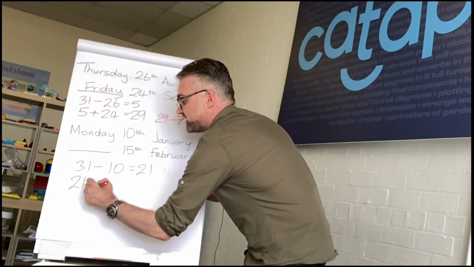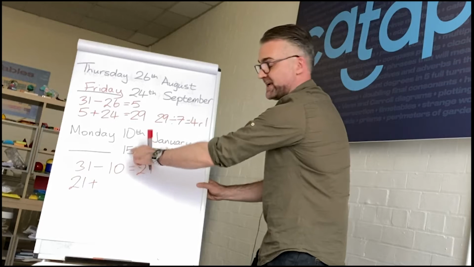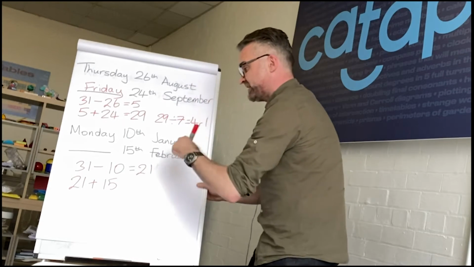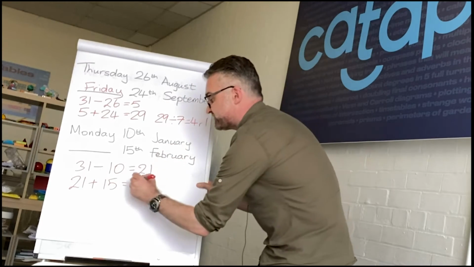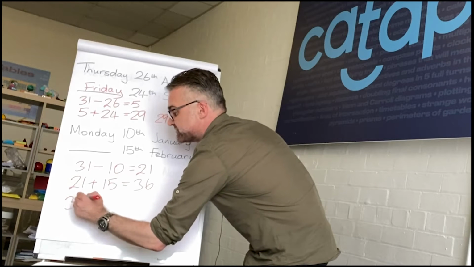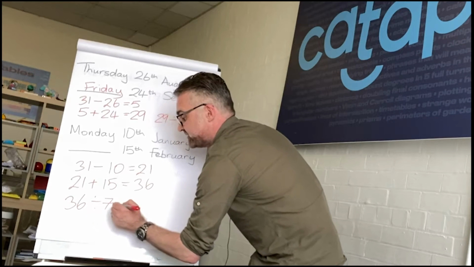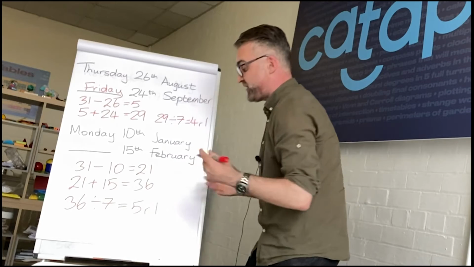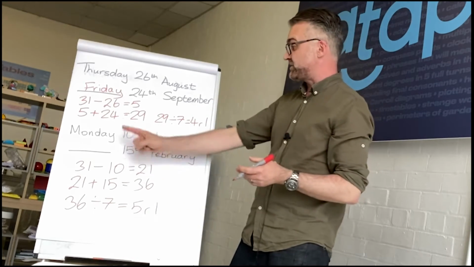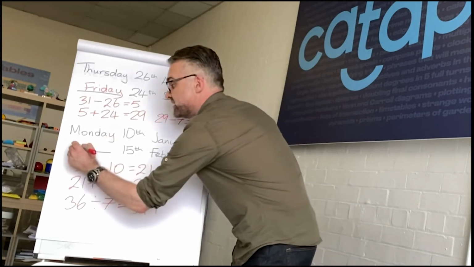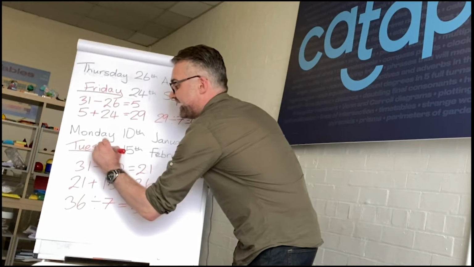We take our 21 and add on the number of days that we're reaching in February. Not all of February. We're stopping at the 15th. So 21 plus 15 gives us 36. There are 36 days between these 2 dates. We'll divide that by 7 and we'll get 5 remainder 1, which is 5 weeks plus 1 day. Again, we've got a remainder of 1. We just have to do Monday plus 1, and that date will be a Tuesday.